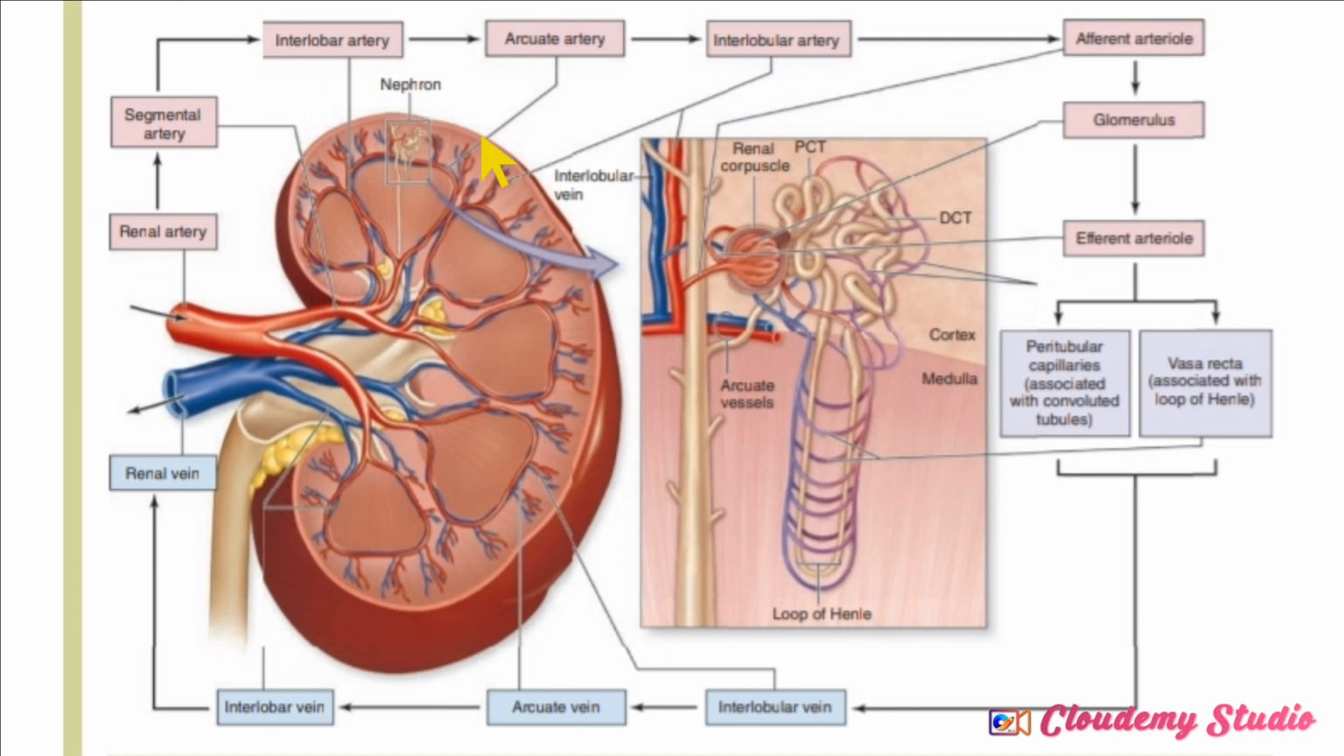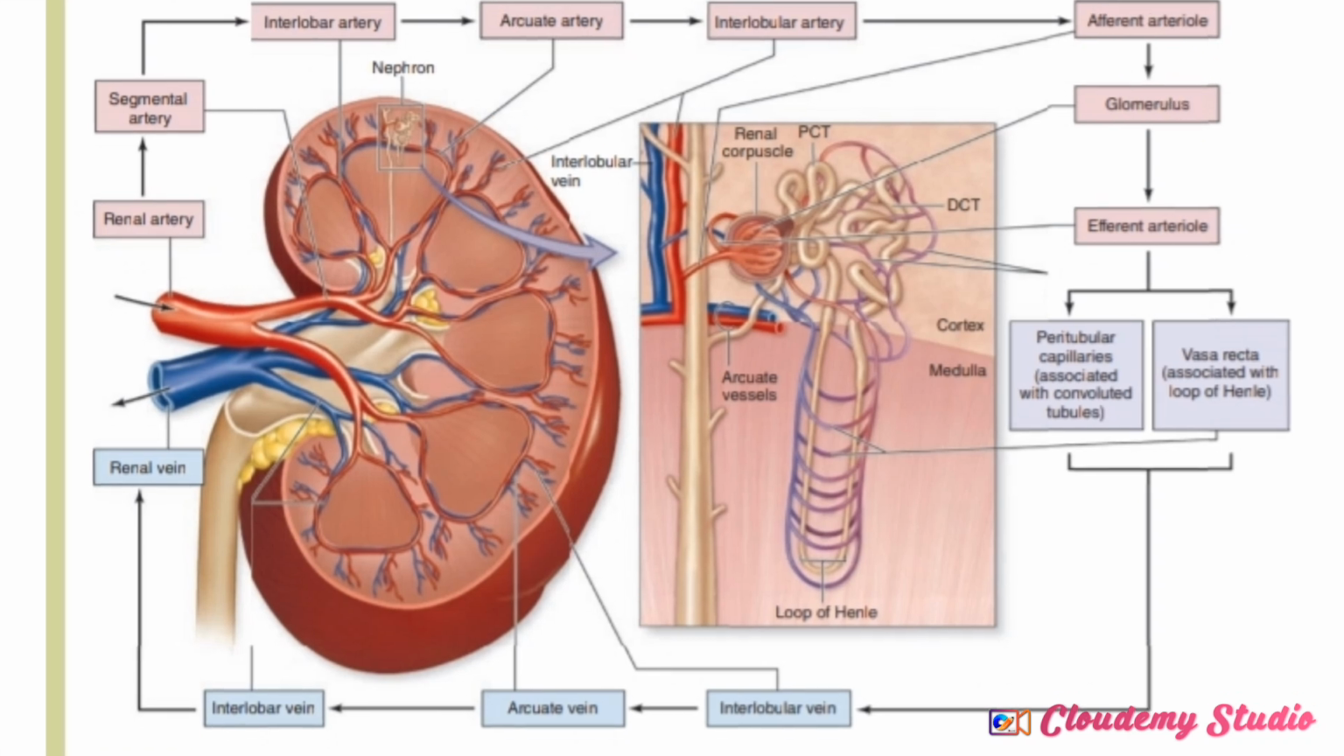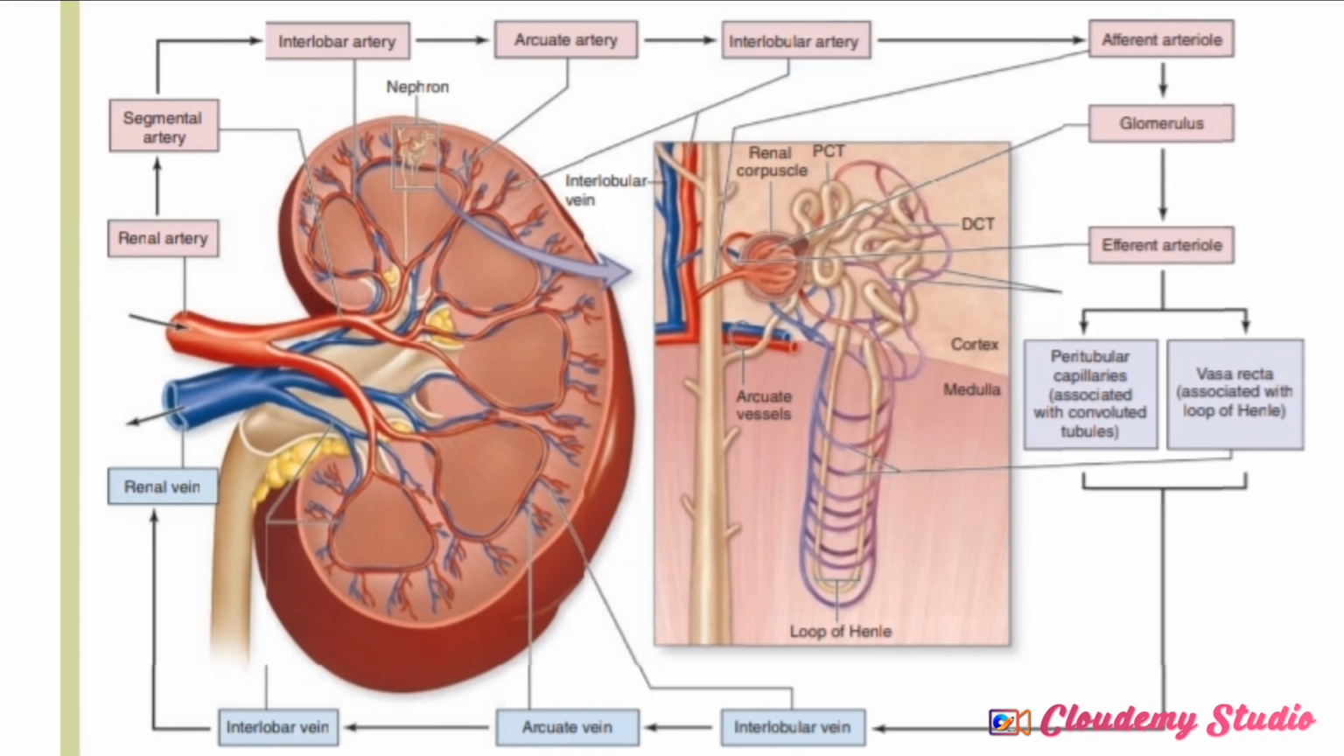You understand? And from the cortical radiate artery we have arterioles, and we have two types of arteriole. We have the afferent arteriole, which brings the blood into the glomerulus, and the efferent arteriole, which takes the blood outside of the glomerulus. So after blood has been filtered, it goes out of the glomerulus through the efferent arteriole. You understand?